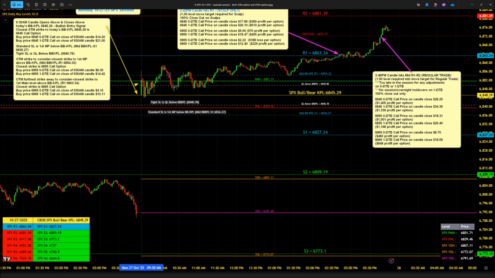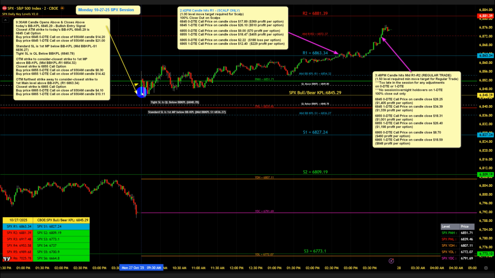So in this particular session, we have a bullish entry signal off of the 9:30 a.m. open candle, and that entry signal is coming from the bull bear KPL level 68.45.29. So you have basically three different option strikes. Like I said, we're not going to go into the full strategy of how you consider the strikes and all that. You can go watch the other video of this session and we go into that.